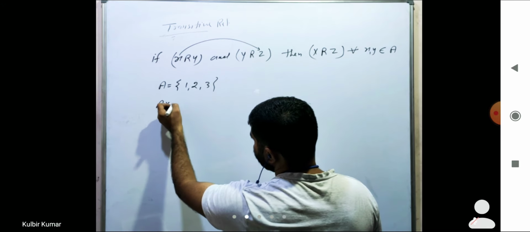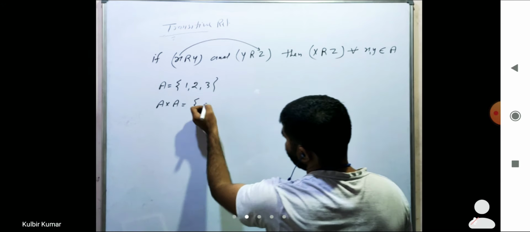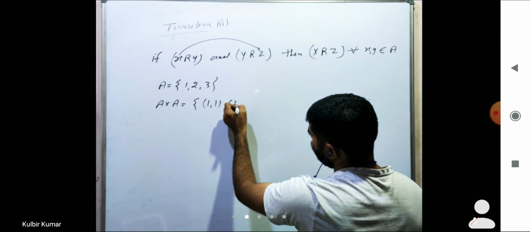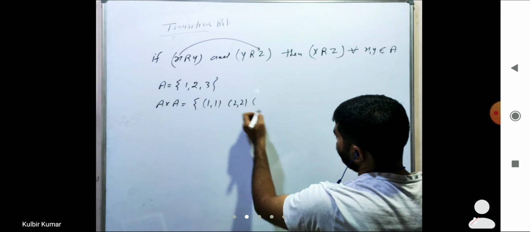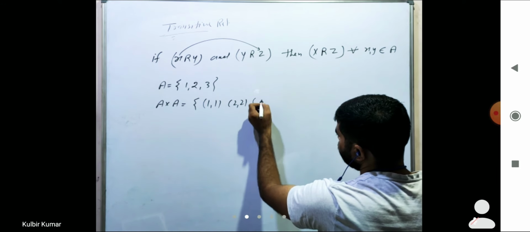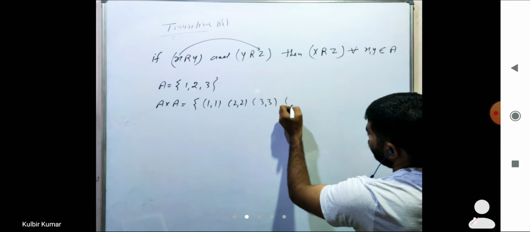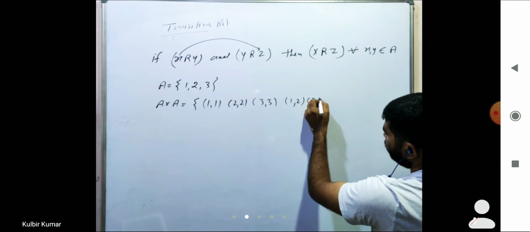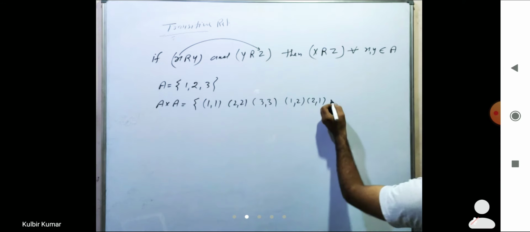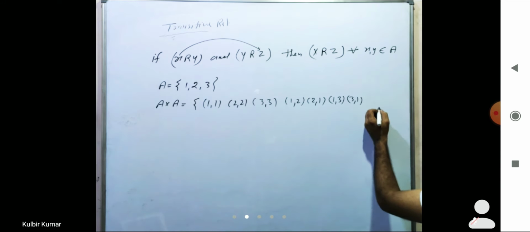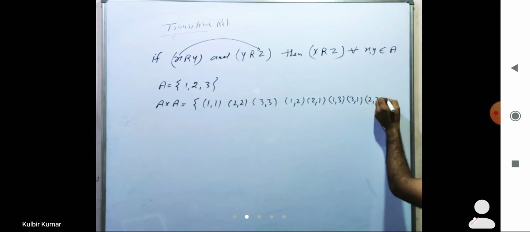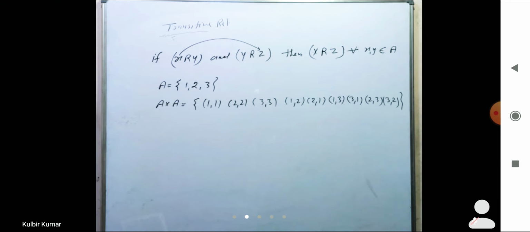So A cross A is what? That is 1 comma 1, 2 comma 2, and after that it is 3 comma 3, 1 comma 2, 2 comma 1, and it is 1 comma 3, 3 comma 1, and after that it is 2 comma 3 and 3 comma 2, right?